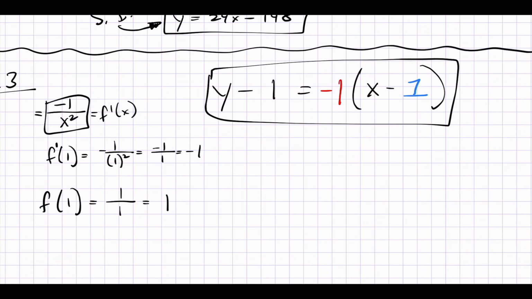Oh, wait. One thing wrong. F prime of 1. See f prime of 1? I just noticed that right now. F prime of 1, I got negative 1, right? I only plugged in 1. When I plug in a negative 1, that's actually going to change it to a positive. So yeah, that was wrong.